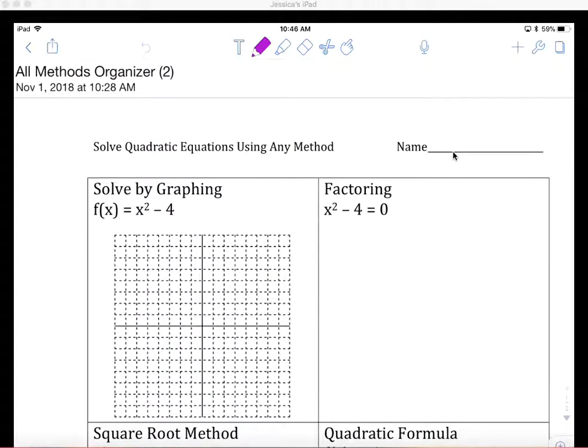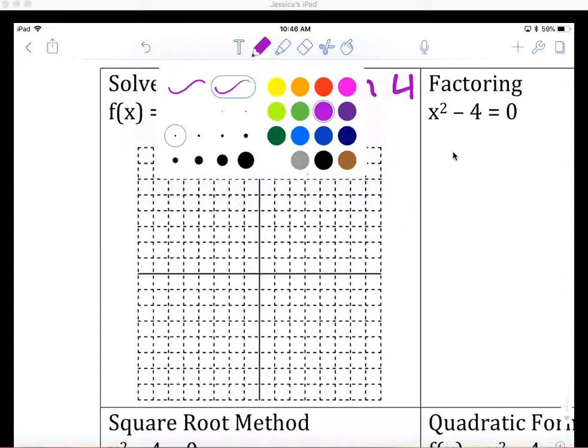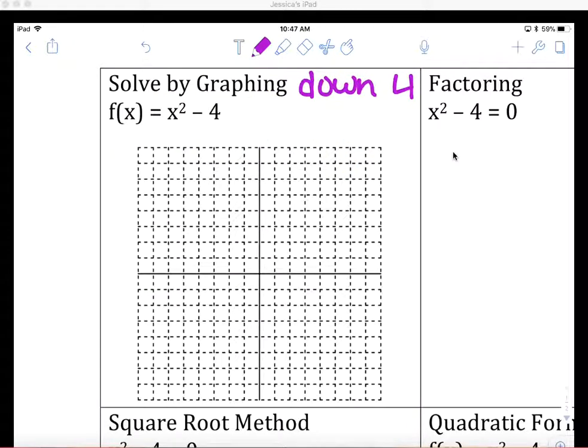We're going to start with solve by graphing. On this graph, I have x squared minus 4. If you remember from our transformations, the minus 4 means that I have my parent function shifted down 4. So if you want, you can first graph the parent function, which is the one that you should have memorized. You could sketch it as (0, 0), (1, 1), (2, 4), and (3, 9), (negative 1, 1), (negative 2, 4), and (negative 3, 9). Then I'm going to shift every point down 4.